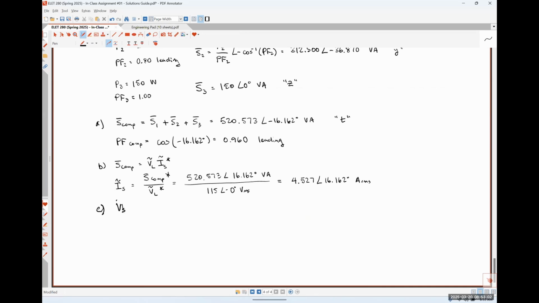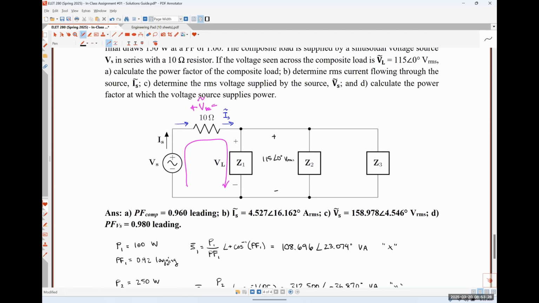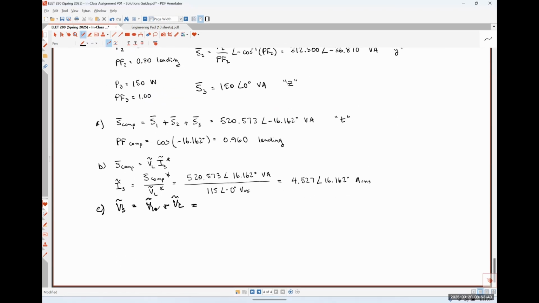VS is equal to V10 plus VL. I will probably go back through in my office hours and rewrite this to look better, but we need to move along here. So how would I solve for the voltage drop across my 10 ohm resistor? Let me scroll up to the circuit. Yeah, absolutely right. Just Ohm's law. V is equal to I times R. So that'll just be 10 ohms times IS.